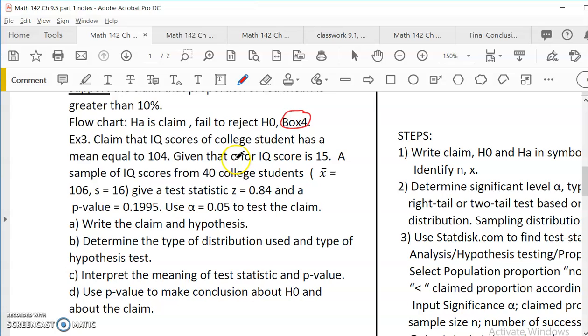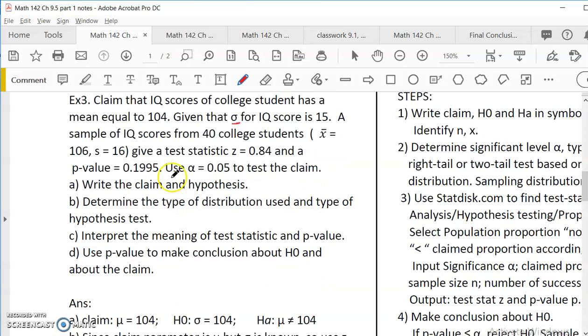And I know that the standard deviation of IQ score is 15. So this is sigma, the population standard deviation. And then also a sample of IQ scores from 40 college students gave a test statistic of 0.84 and a p-value of 0.1995. And I want to use 0.05 to test the claim.